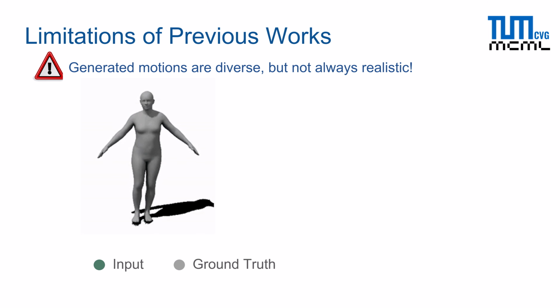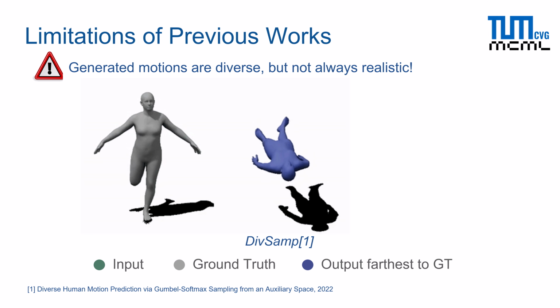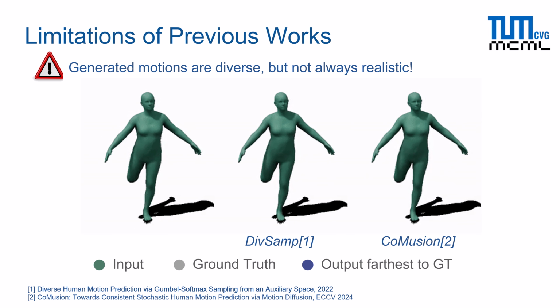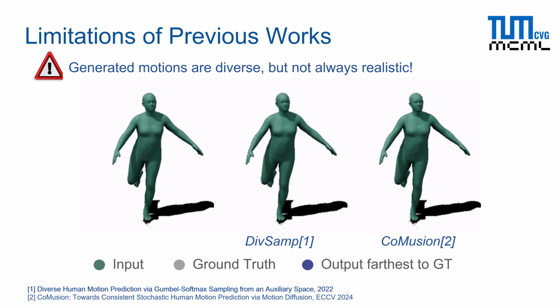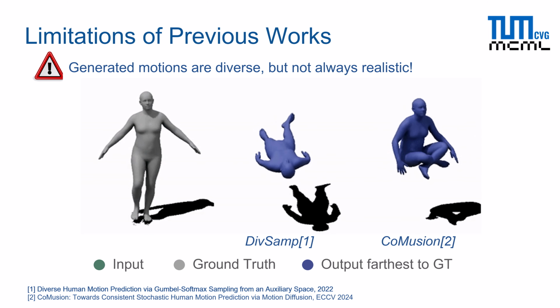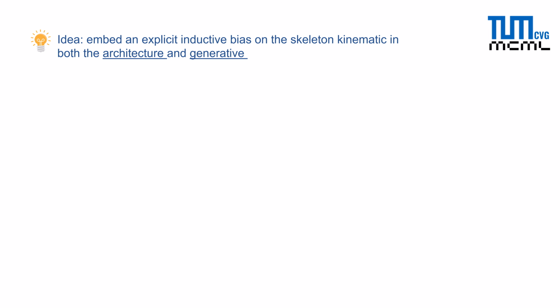Previous works focus on generating motions that are diverse, but not always realistic. For example, not realistic in terms of feasible for the human body, or in terms of plausible and coherent with respect to the input past motion. We propose to address this issue by embedding an explicit inductive bias on the body skeleton kinematic in both the model architecture and the generative process.